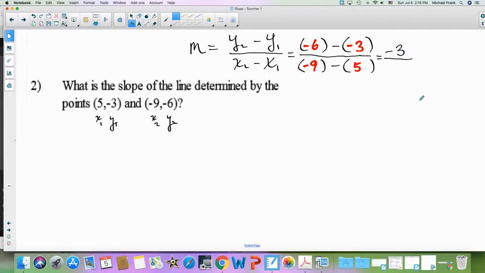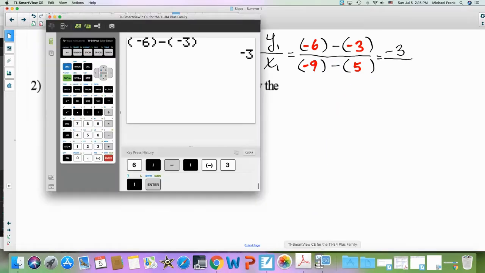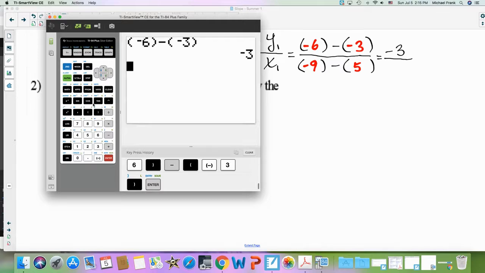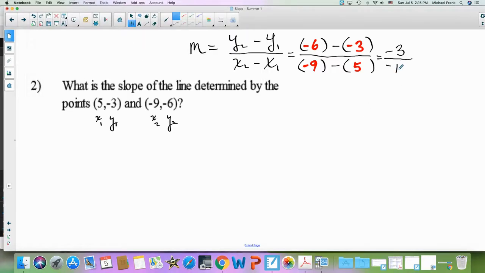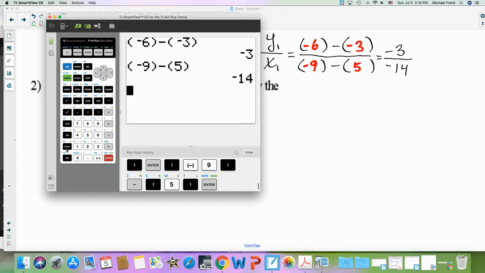So I'm going to come over here and write -3 for my numerator. And then on the bottom, we have -9 minus 5, which is going to be -14. But let's just double check. Right? We're practicing with the calculator. Now, let's see. Parentheses, -9, parentheses, minus parentheses, just a 5. And we hit enter, and we see that that is -14.